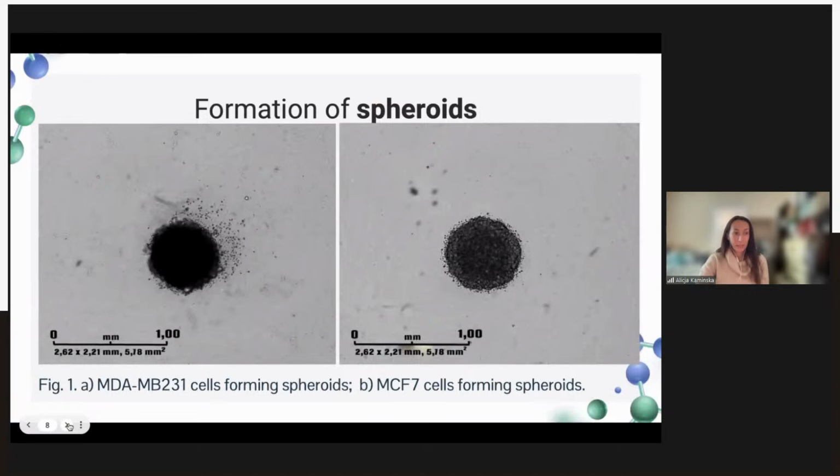On the first slide, we started from the formation of spheroids using two cell lines. On the left, you can see the MDA-MB231 cell line, which is a triple negative breast cancer cell line. And on the right side, you can see the MCF7 cell line, which is an ER-positive breast cancer cell line. So we produced a 3D model of the tumor microenvironment and the tumor itself.